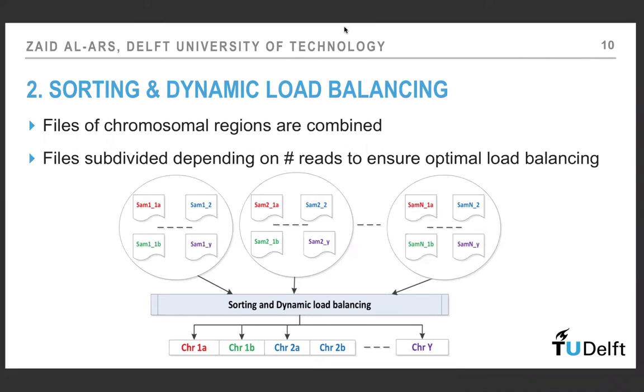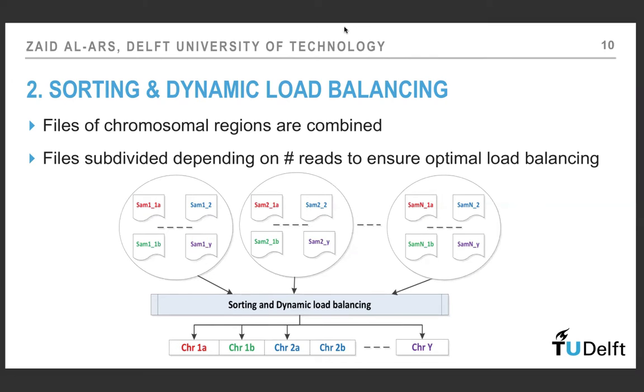The next stage is the sorting and dynamic load balancing stage. In this stage, files that belong to a specific chromosomal region generated by the different BWA-MEM processes in the previous stage are combined together. This creates a file for each chromosomal region containing all the reads that belong to that region.